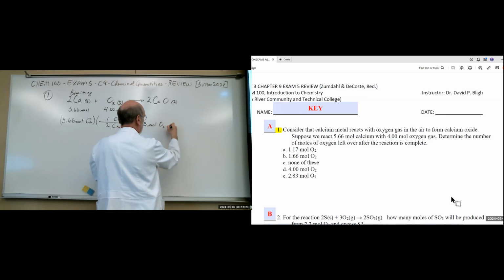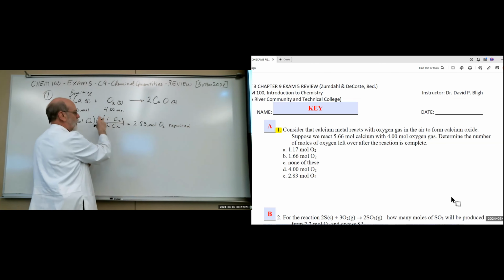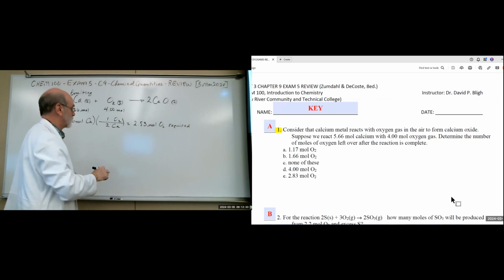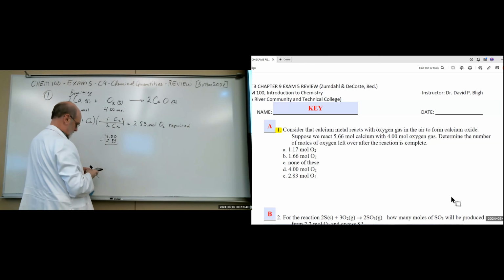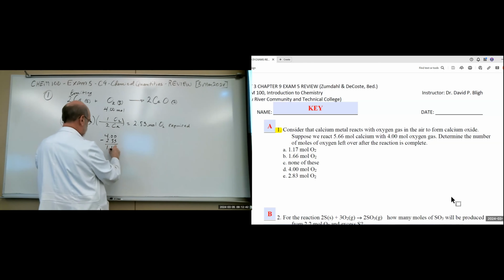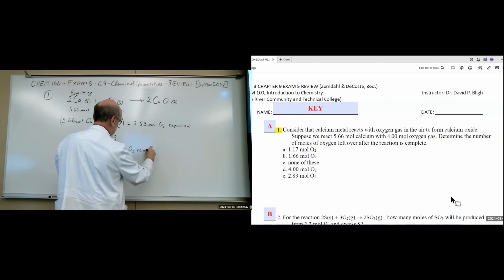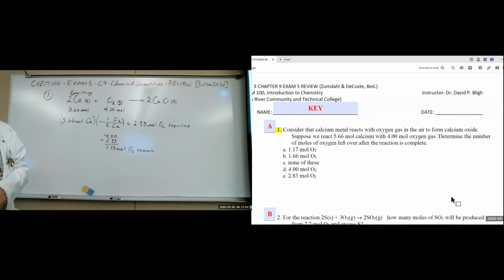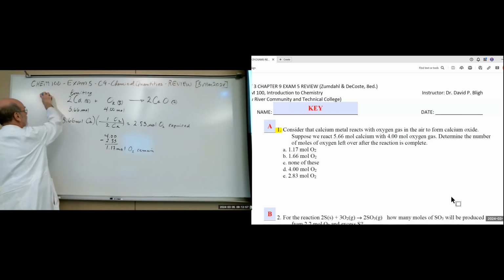2.83 moles of oxygen required out of 4 moles. So we do have some left over. That's the question. How much is left over? Simple math. That's 1.17 moles of oxygen remaining. And that would be, the answer would be A in that case. All right. That was 1.